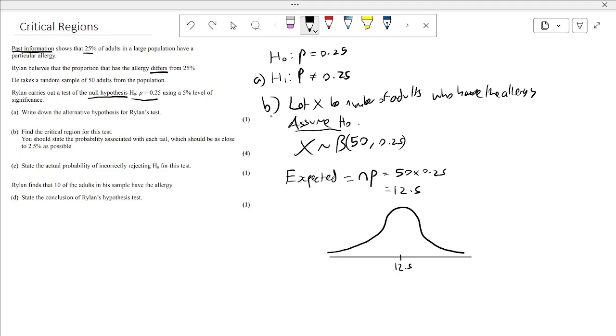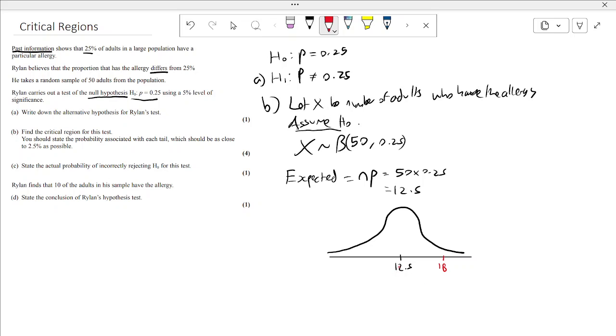So if it does not ask you to find a critical region, it will tell you the outcome of an experiment. In this case, it would tell you how many of those adults had the allergy. I'm going to make something up. Let's say it told you that 18 of the adults had an allergy. Okay, so 18 adults. And it would ask you, is that good evidence that it's not 25%?